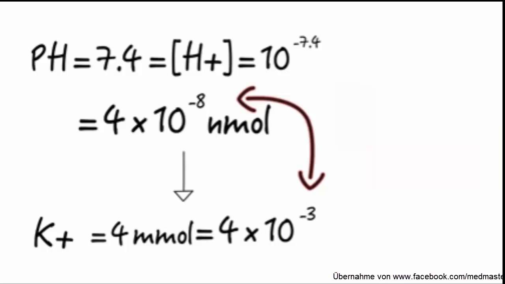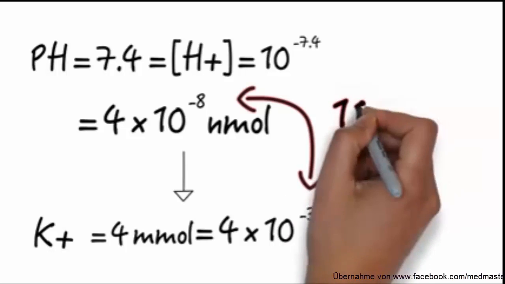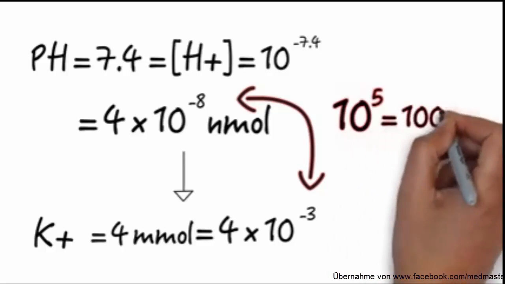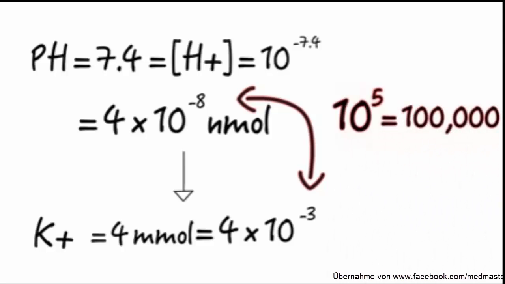Now what's the difference between 4 times 10 to the minus 3 and 4 times 10 to the minus 8? Well, that's a factor, or gradient, however you want to call it, of 10 to the 5th. So that means, in other words, that the concentration of hydrogen ions is 100,000 times lower than the concentration of potassium ions in the blood.